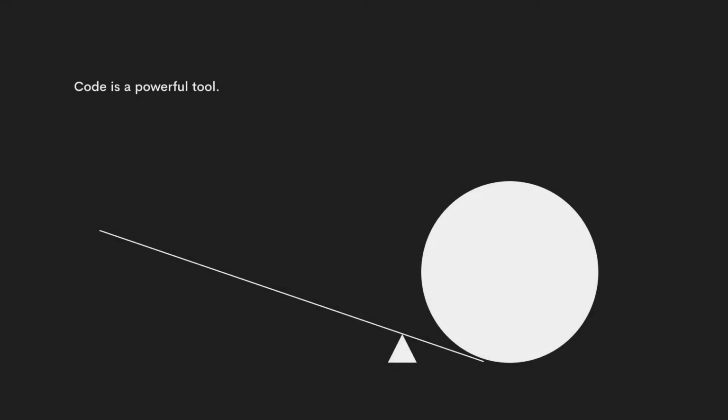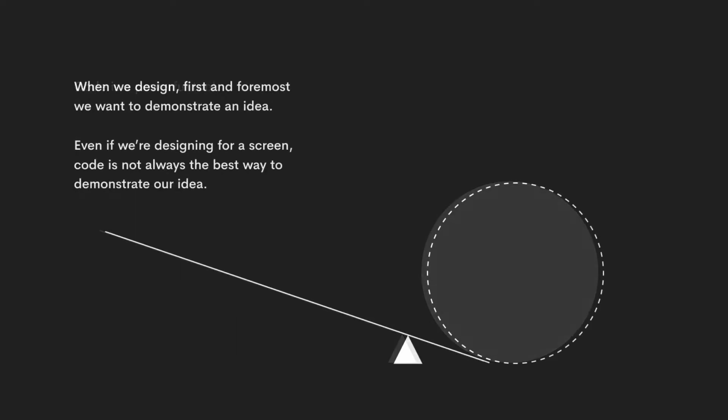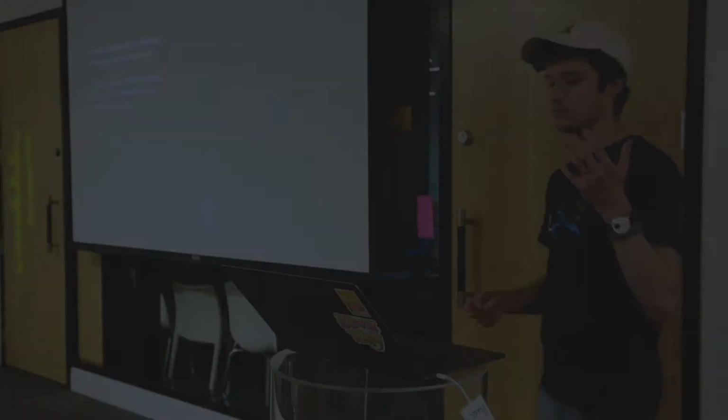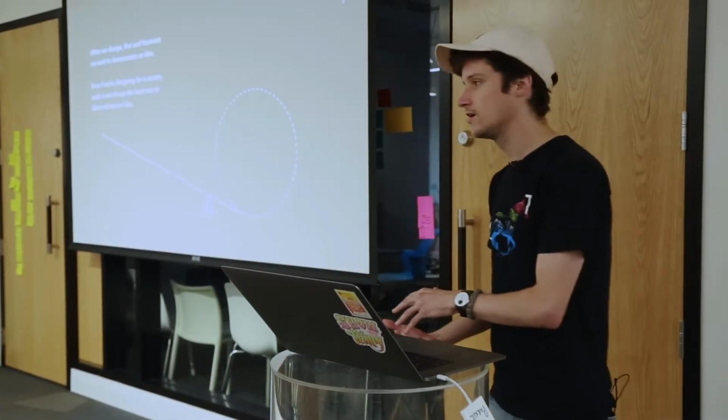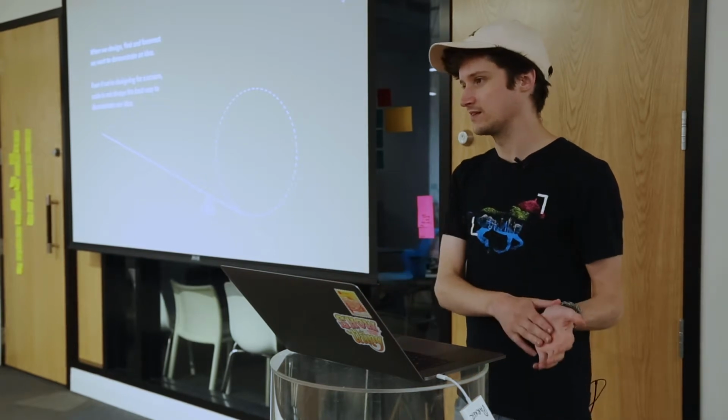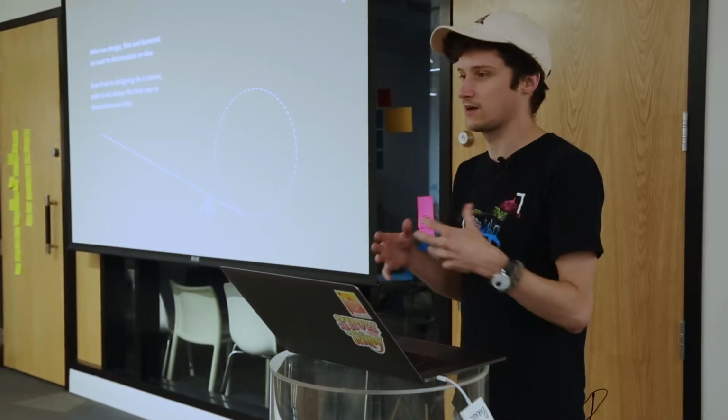Code's a super powerful tool. It lets you abstractly do really incredible things. It's this huge lever that you can move big old boulders with. But when we're designing, what we're really trying to do is demonstrate an idea. We're not always trying to move boulders. So even when we're designing for a screen and ultimately designing something to be coded, code is not always the best way to demonstrate that. In fact, it's usually not that great of a way.